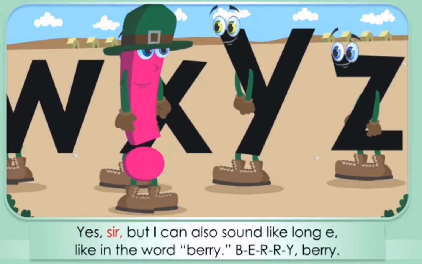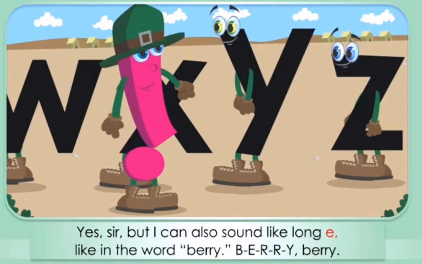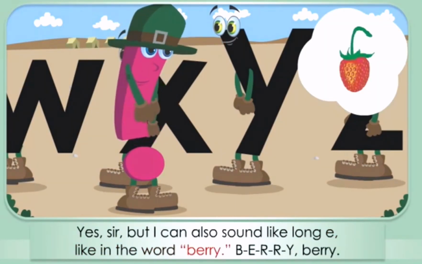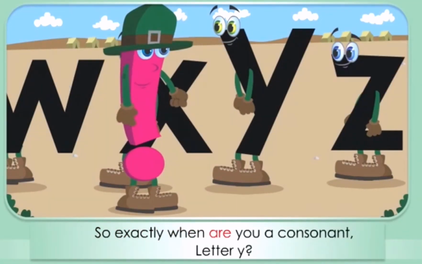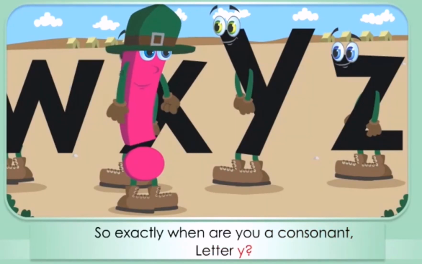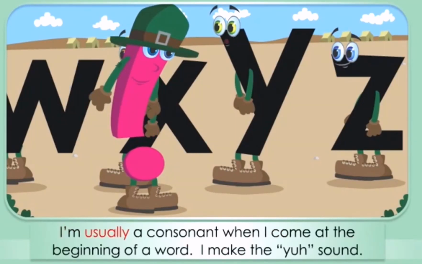Yes, sir. But I can also sound like long E. Like in the word berry. B-E-R-R-Y. Berry. So exactly when are you a consonant, letter Y? I'm usually a consonant when I come at the beginning of a word. I make the y sound.